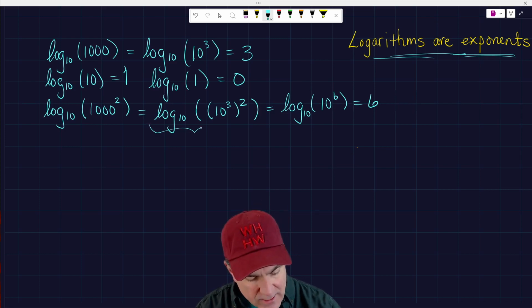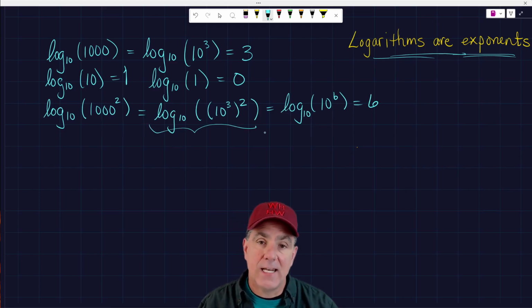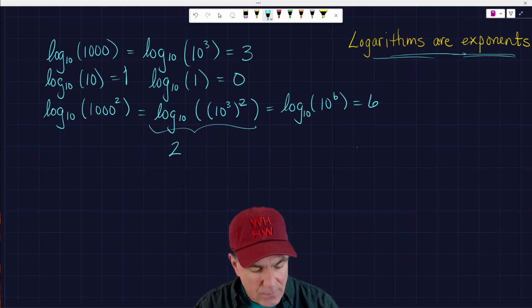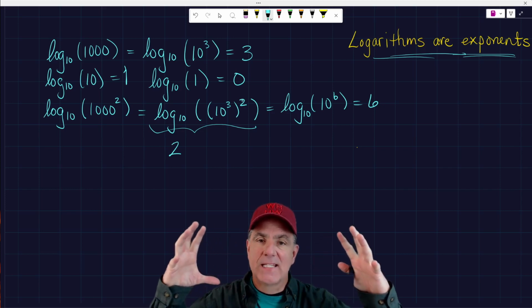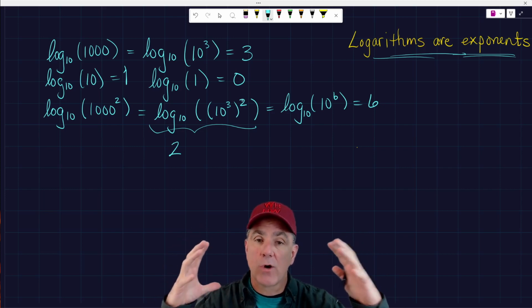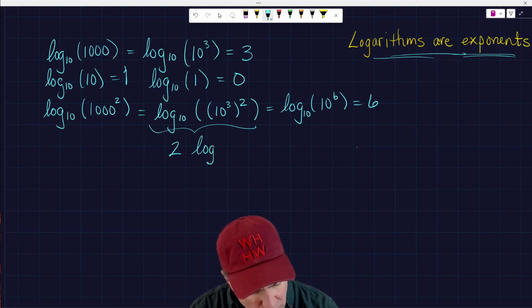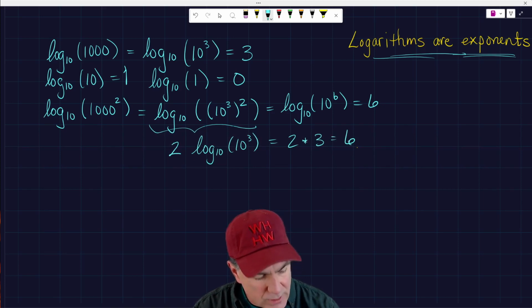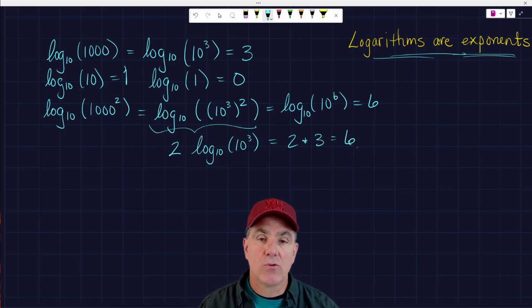Another way that we can attack this one is using one of the log identities that perhaps you're familiar with. The point is, because logs are exponents, it's really just the exponent rule that you've learned previously. So what I'm going to do is pull the 2 outside because the 2 is an exponent. And when I have exponents inside of parentheses, what do I do with them? I multiply them. And because logarithms are exponents, we're going to multiply. So we have 2 times log base 10 of 10 cubed, which is 2 times 3, which is equal to 6.